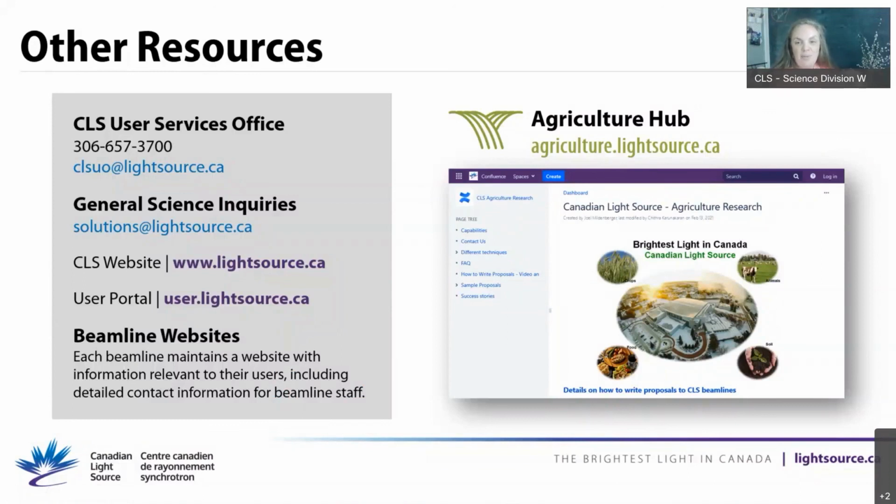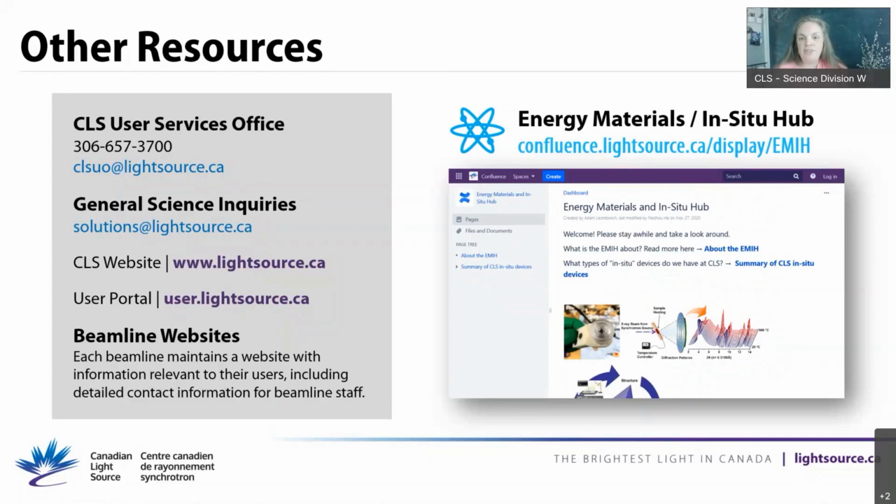We have an agriculture hub, which has some really useful information if you're in the agriculture field. Some really good tips about how to write an agriculture proposal specifically, and also an energy materials and in situ hub. So this is a really great resource for information about different sample condition equipment that we have on site. So all the different pieces of equipment that you can use to create the right in situ environment for your sample.